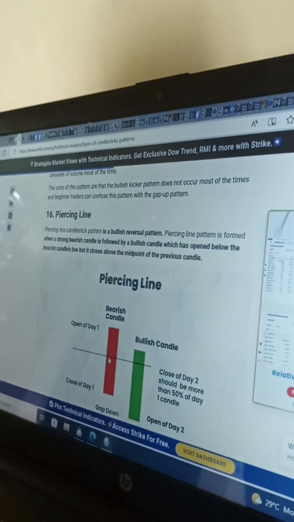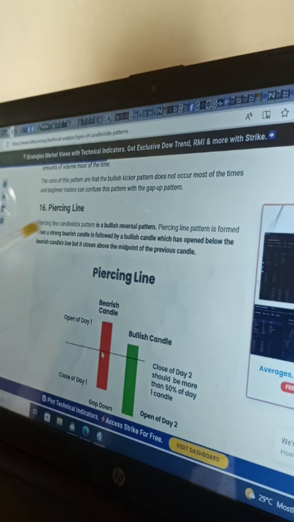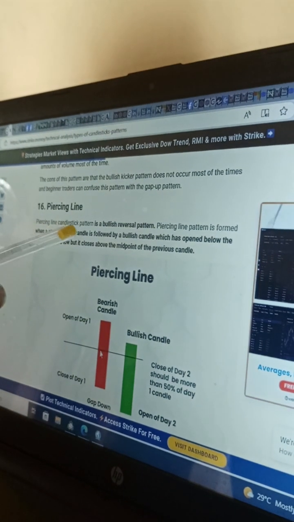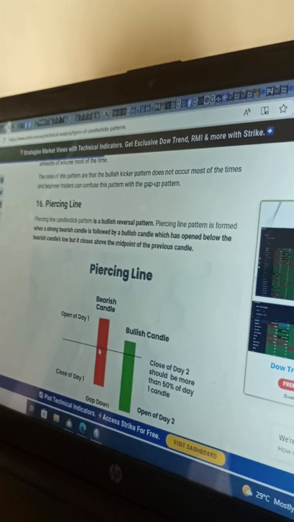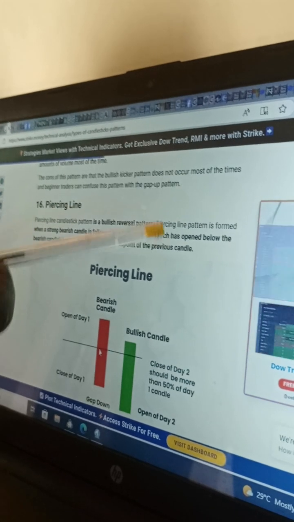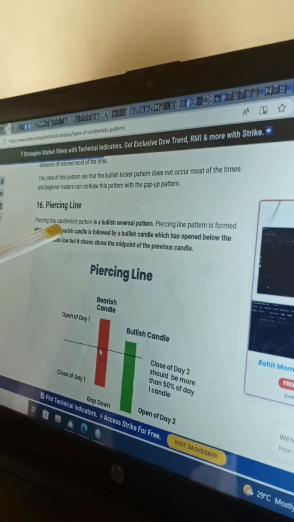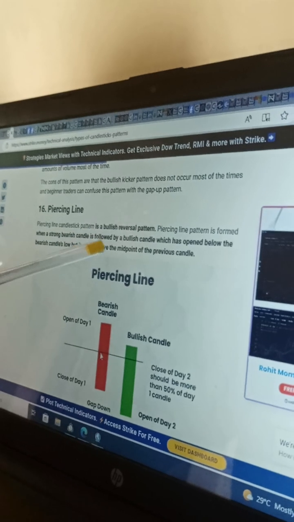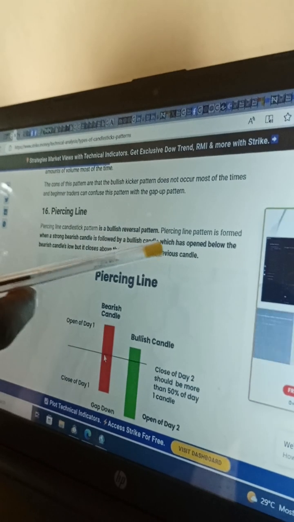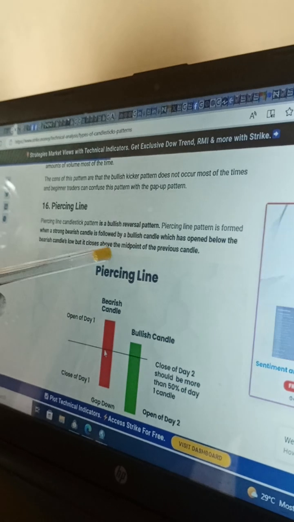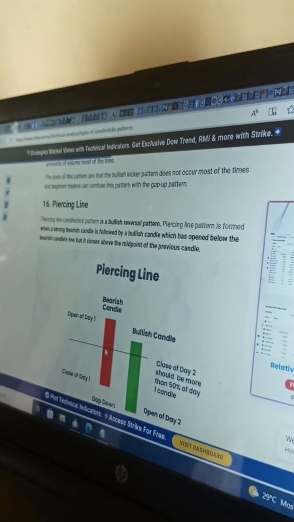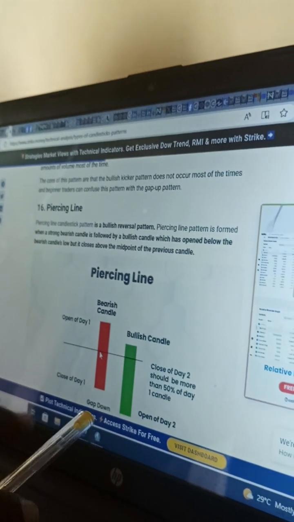This is a piercing line. Piercing line candlestick pattern is a bullish reversal pattern. The piercing line pattern is formed when a strong bearish candle is followed by a bullish candle which has opened below the bearish candle, but it closes above the middle point of the previous candle. It's opened below the candle.